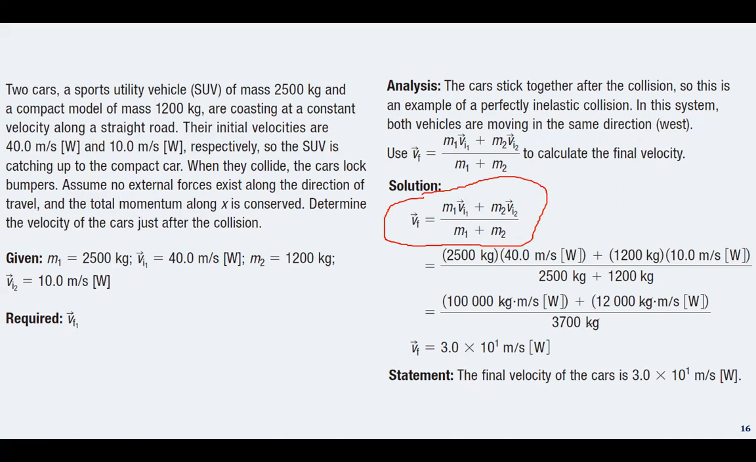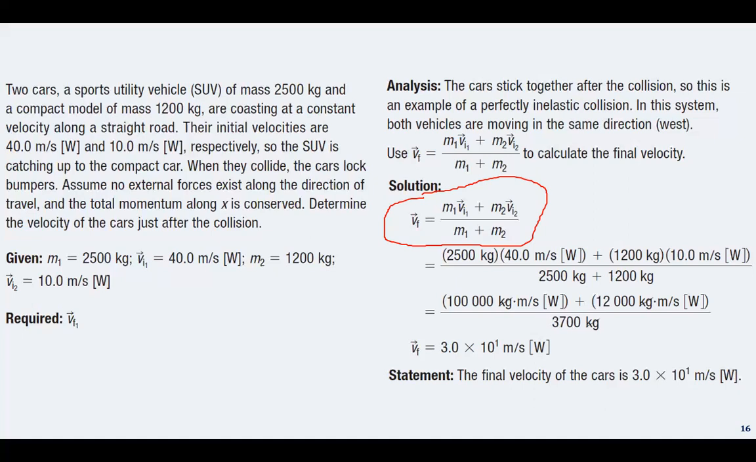Just put all the numbers in. We have 2,500 times 40 plus 1,200 times 10 over 2,500 plus 1,200. So this gives us the final velocity of either car. Vf equals 3 times 10 raised to the power of 1 meters per second. And the direction is due west. So we can make the final statement like this. Final velocity of the cars is 3.0 times 10 raised to the power of 1 meters per second with direction due west.